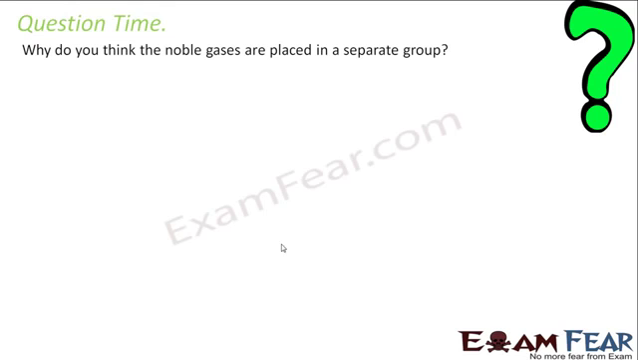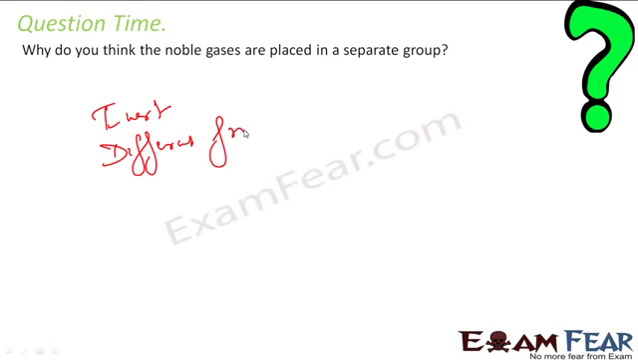Why do you think noble gases are placed in a separate group? Because they are inert, they don't react, and they are different from all others. Right? They're different from all others. So they are placed in a separate group. Very simple answer.